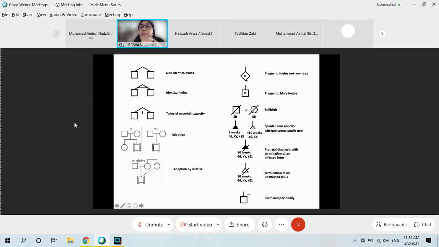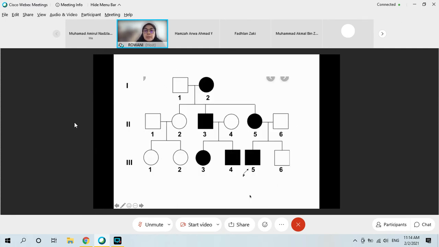If the lady is pregnant and the sex of the fetus is not known, you just put a diamond there with the letter P in the center. If it is a male, you put a male symbol with P. Stillbirth, it is like this. Spontaneous abortion, it is like this. This is termination of the pregnancy. And if you have examined the patient personally, you put a dash on top.